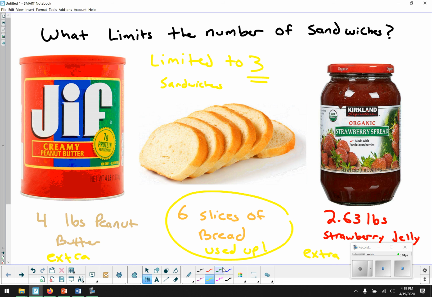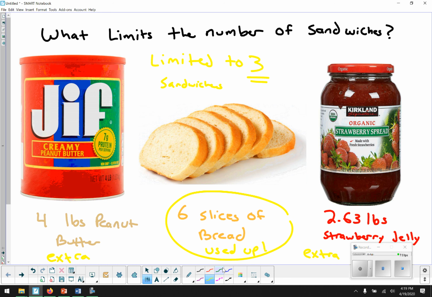So in this case, in this kind of metaphor for a chemical reaction, our limiting reagent, the thing that limits us, will be the bread. It prevents us from making more sandwiches. It gets used up, prevents us from making more sandwiches. The 4 pounds of peanut butter will have a lot of extra peanut butter, and 2.63 pounds of jelly will have a lot of extra jelly. They would be excess reagents because we have extra of them.